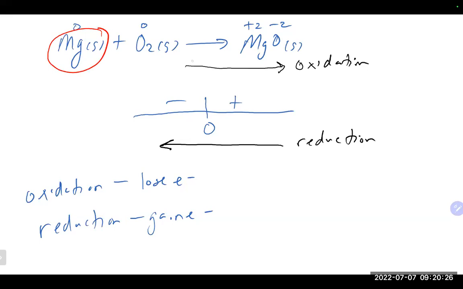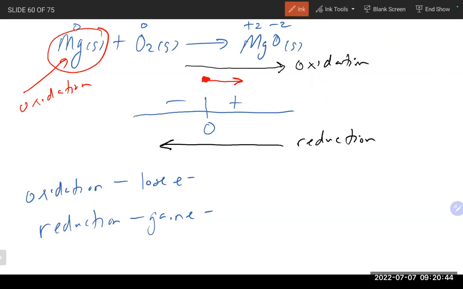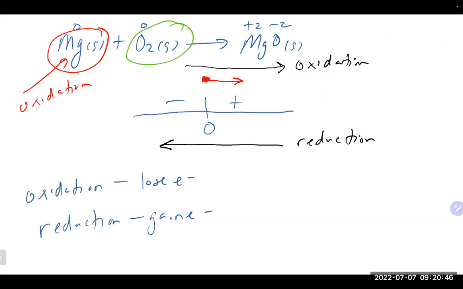It starts at 0. And on the right-hand side, it ends up at +2, which means it is moving in this direction. And again, that means that this guy is going through oxidation. If we look at the oxygen, which is this guy, oxygen is starting at 0 and ending at -2, which means it is moving in that direction, which means this guy is going through reduction.